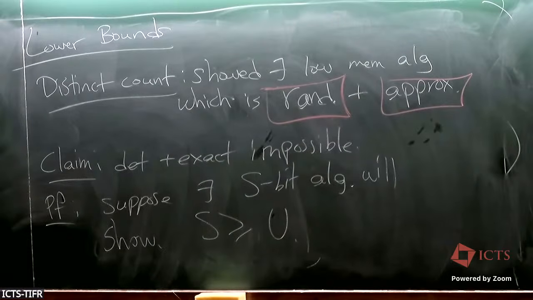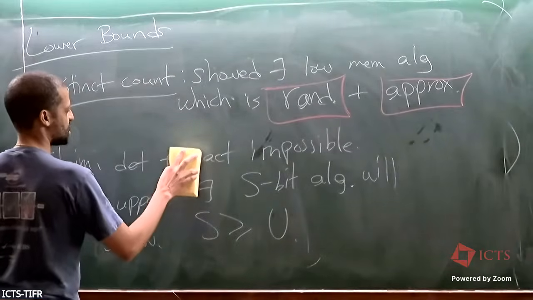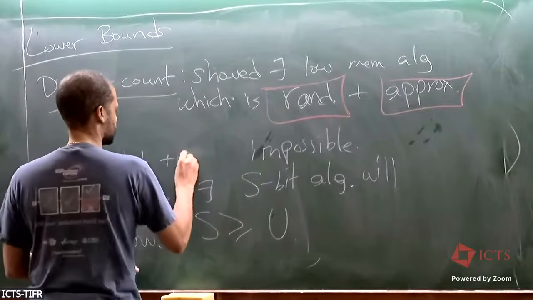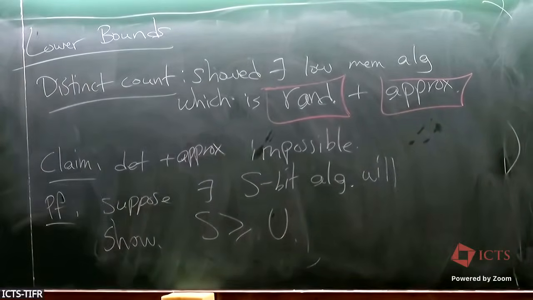That's it. Okay, so therefore, this is a valid encoding decoding scheme. Therefore, my memory has to be at least U. 2 to the S has to be at least 2 to the U. Okay. Now, what about, let's say, deterministic plus approximate? Why is that impossible?